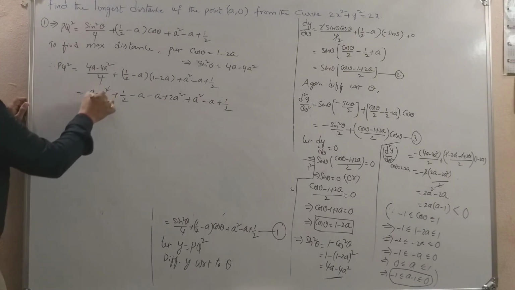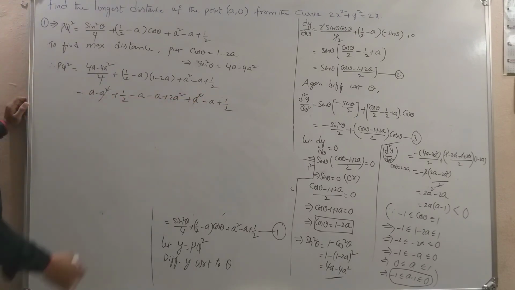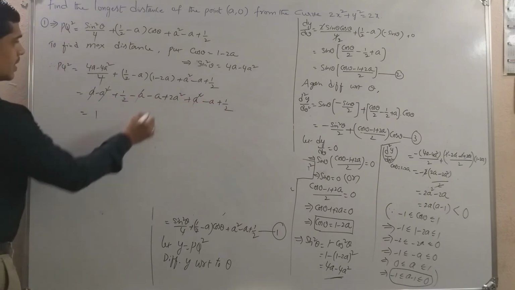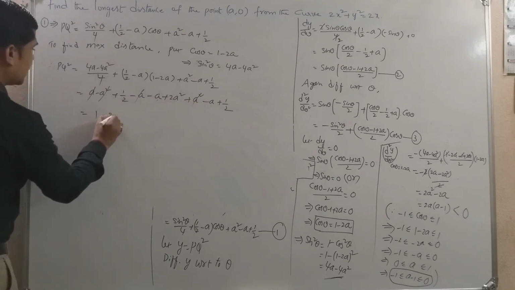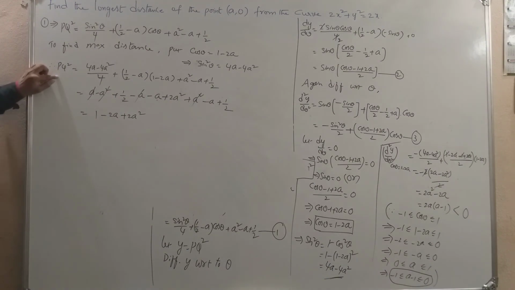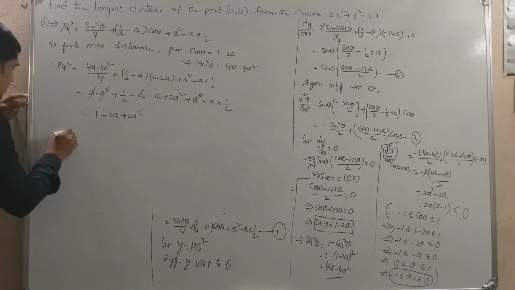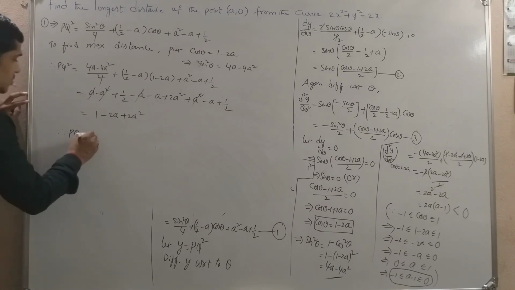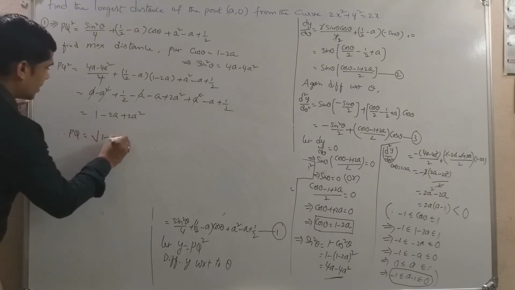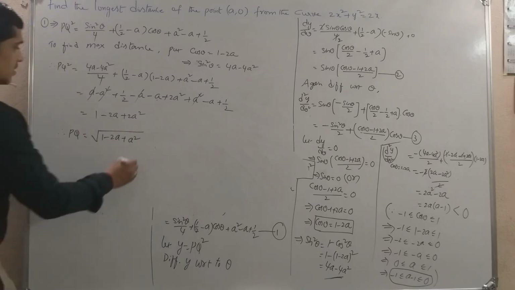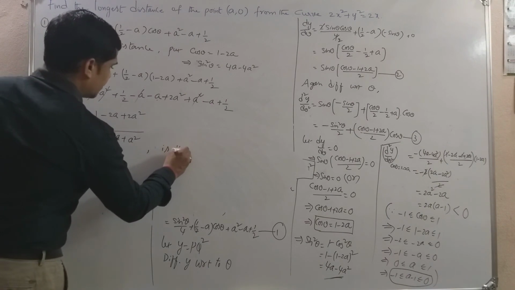The remaining terms are plus a square minus a plus 1 by 2. So let me cancel minus a square with plus a square, and plus a with minus a. After this, 1 by 2 plus 1 by 2 is equal to 1. Minus a plus minus a is minus 2a, plus 2a square, that is the PQ square value. Therefore PQ, that is the distance, since PQ square means PQ is the distance, is equal to 1 minus 2a plus 2a square, which is the maximum distance.